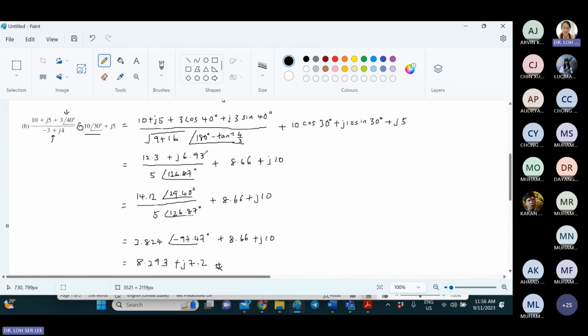Here, because the values are in decimal, I change this into polar. If you do not want to change into polar, that means you have to multiply -3 minus J4 at the bottom, and at the top you have to multiply -3 minus J4 as well. Then you simplify. You can use any way, as long as you feel comfortable with it.